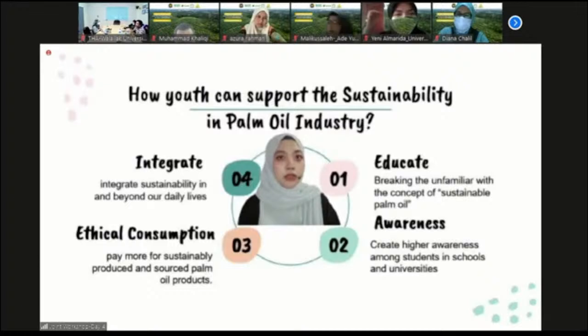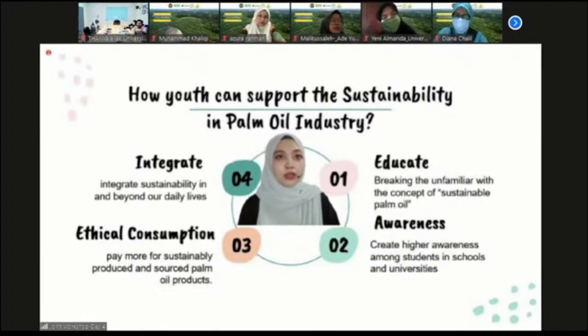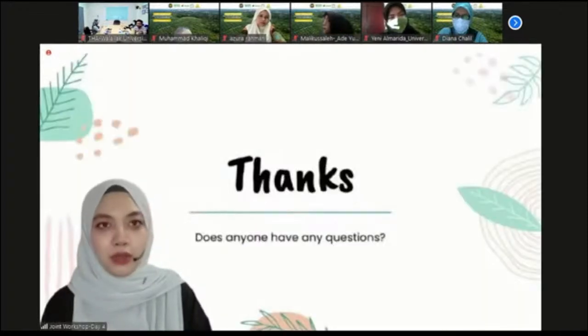Okay, next is integrating. Finally, there is no use if we have the knowledge and awareness but refuse to integrate it in our daily lives. Barack Obama once said, "We are the first generation to feel the effects of climate and the last generation that can do something about it." So we as youth need to step up and take our role in helping the sustainable supply chain, all because we are the future. That is all from my group.